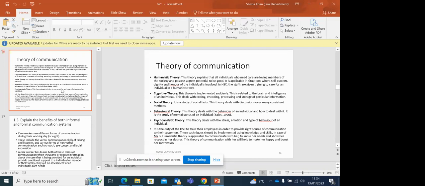It is the duty of the healthcare profession to train their staff, employees, to provide the right source of communication to their customers. These techniques should be implemented using knowledge and skills. In the case of Miss G, humanistic theory is applicable to communicate with her, to know her needs and show respect for her desires. This theory of communication will help to make her happy and boost her motivation. So you need to be able to identify which theory of communication you fall within.